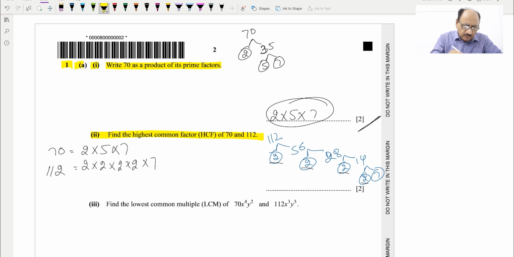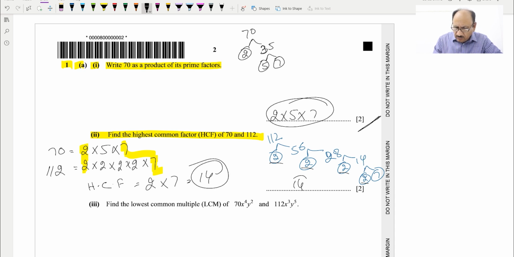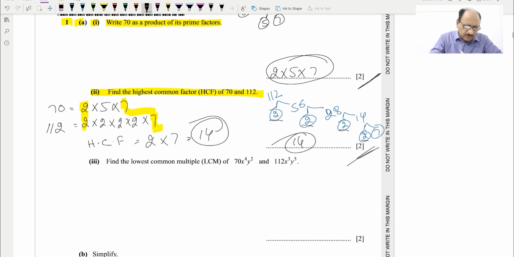Now for the highest common factor, we will make the pairs, and there will be only these two pairs. HCF will be equal to 2 into 7, and that will be 14, and 14 will be our final answer for 2 marks. Hopefully you understand this.